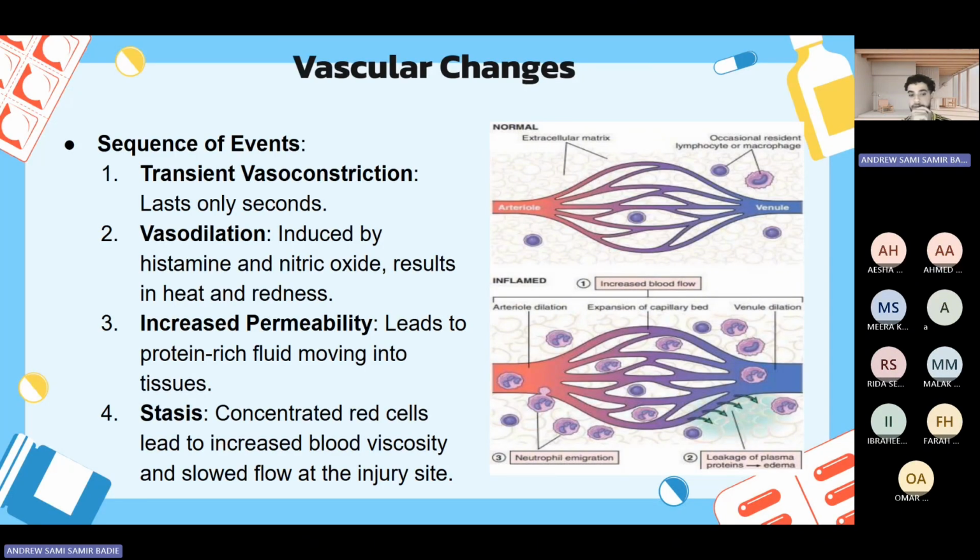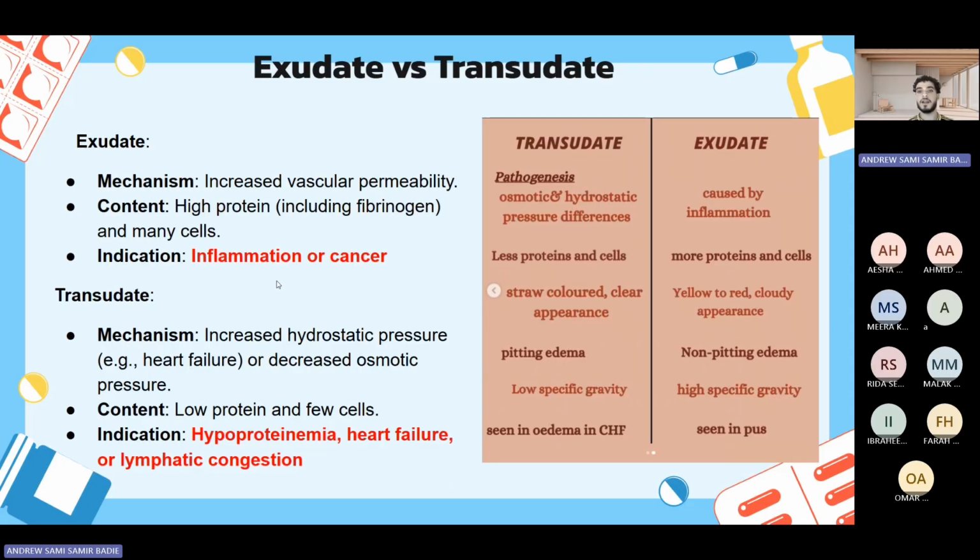And stasis. At the end, we have concentrated blood cells. So we have a lot of blood going into one place, and this increases the blood viscosity or density due to the slowed flow at the injury. Another important comparison: we have exudate versus transudate. So exudate is due to increased vascular permeability.